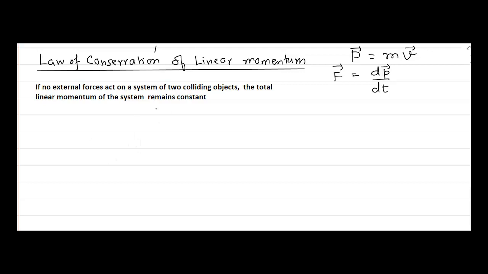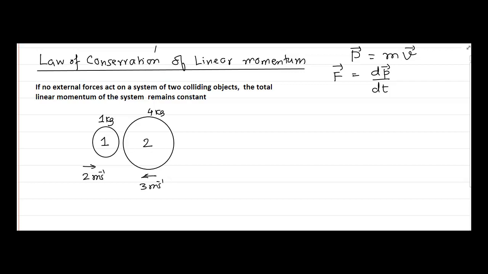So let us say we have two objects. Let's say this is object 1 and this is object 2, a bigger object, and they are on the verge of collision. The mass of object 1 is, say, 1 kilogram and object 2 is 4 kilograms. Object 1 is moving in this direction with a velocity of 2 meters per second, and object 2 is moving in this direction with a velocity of 3 meters per second.